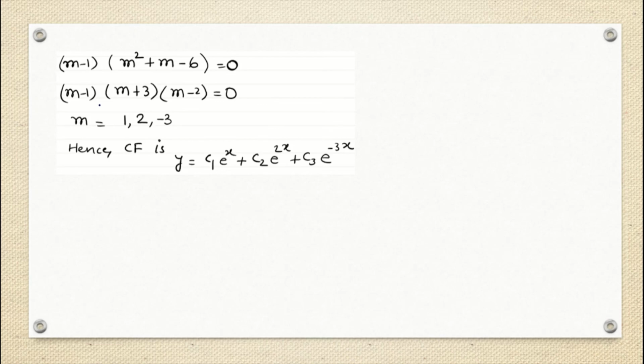That means the three roots you came to know are 1, minus 3, and 2. So the complementary function will be based on the nature of the roots. Roots are real and distinct. So this is your answer.